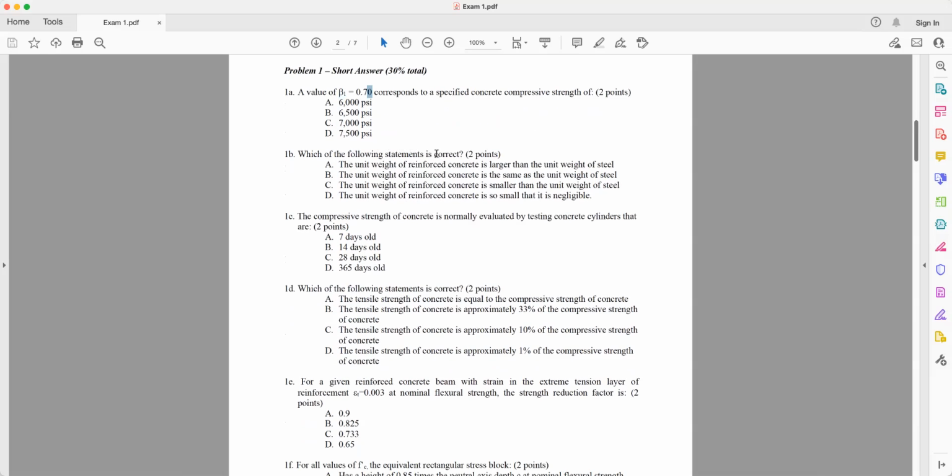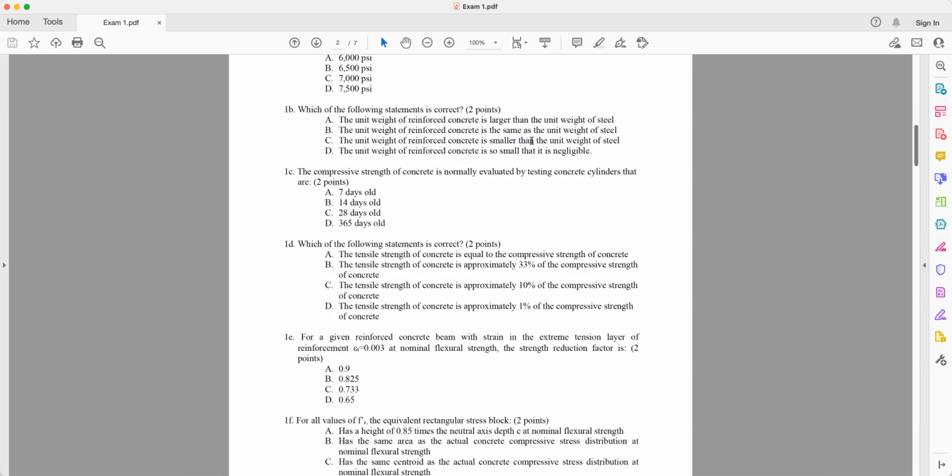Which of the following statements is correct? The unit weight of reinforced concrete is larger than the unit weight of steel. The unit weight of reinforced concrete is the same as the unit weight of steel. The unit weight of reinforced concrete is smaller than the unit weight of steel. The unit weight of reinforced concrete is so small that it is negligible. Which one is heavier, steel or concrete? Regardless of your impression, steel is actually heavier, so you know what to do, right?